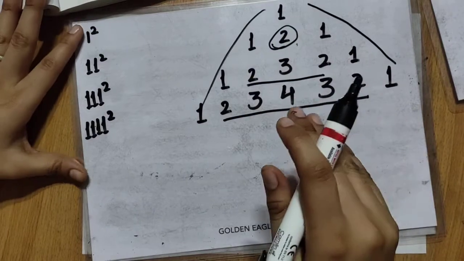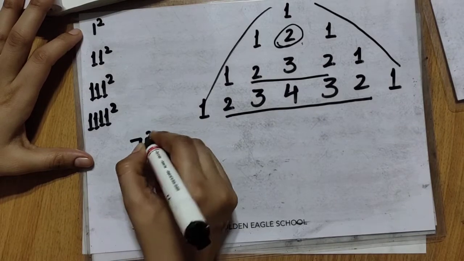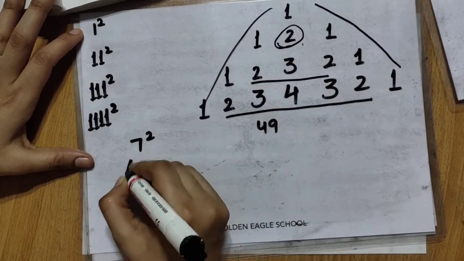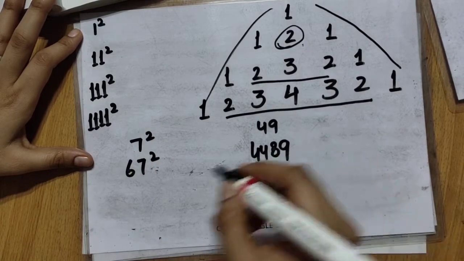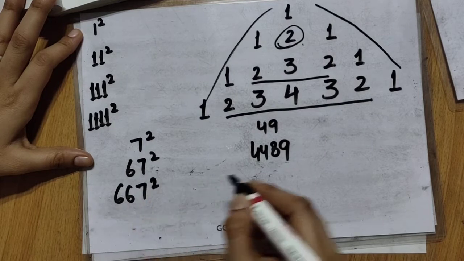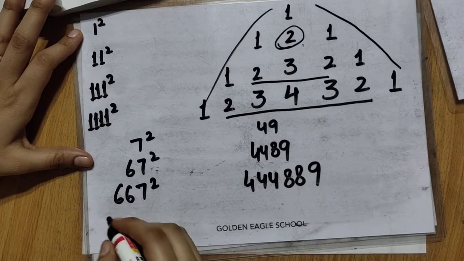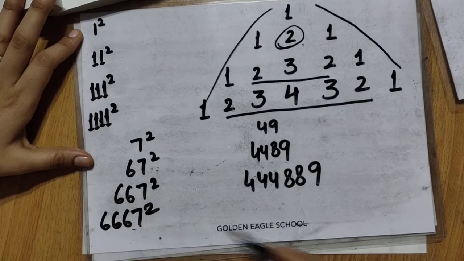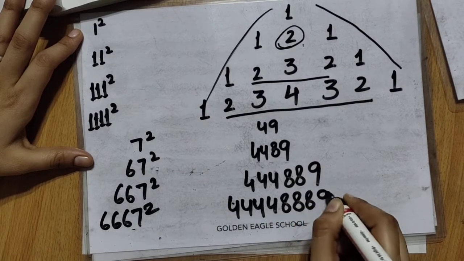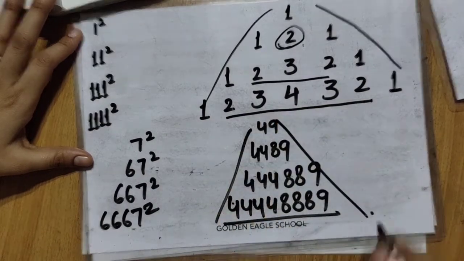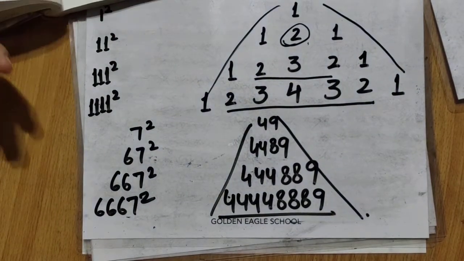Okay. Another is, if you see 7 square will be 49, 67 square will be 4489, 667 square will be 444889. Similarly, 6667 square will be four 4s, three 8s and 9. So this pattern will also go on like this. Okay, so these are some patterns of finding squares.